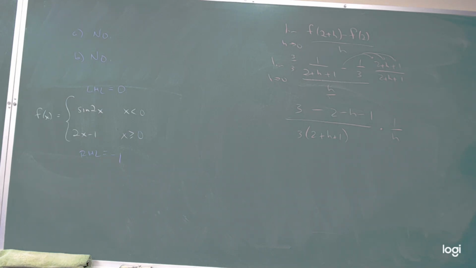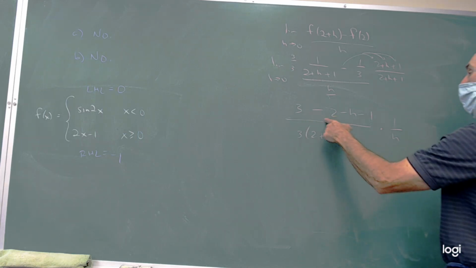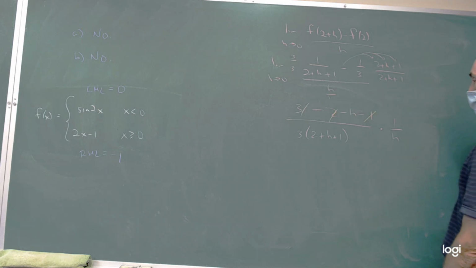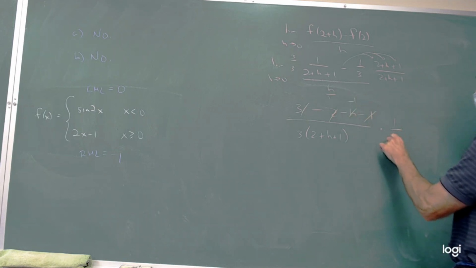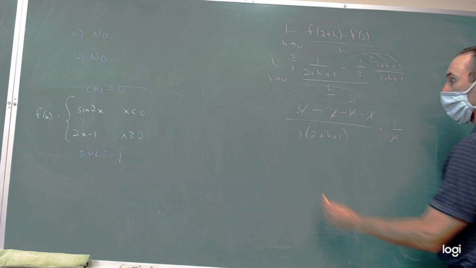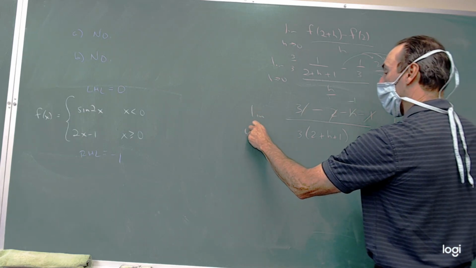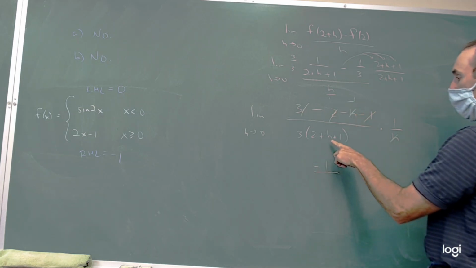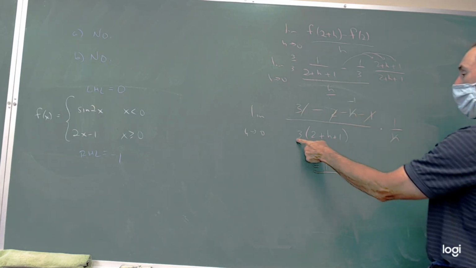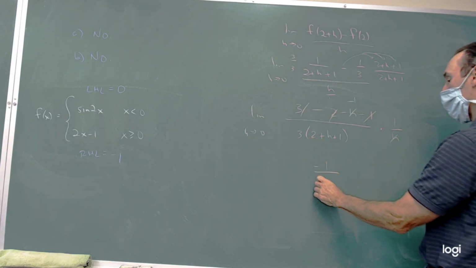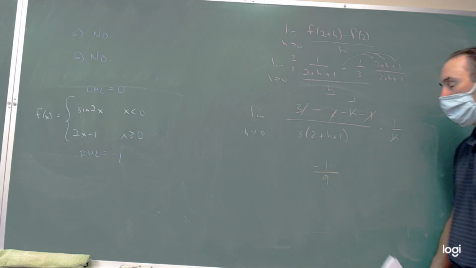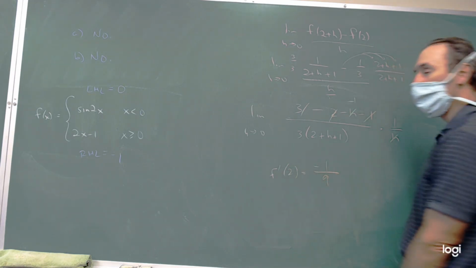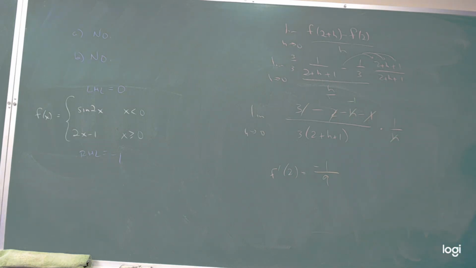Okay? So the 3 minus 2 minus 1 all kill each other off. Once they are out of the picture, now we can cancel these h's, and then we can take our limit as h goes to 0. And so we have that negative 1 on top, and h goes to 0, so that's 3 times 2 plus 1, which is 3 times 3, is 9. And that's our f prime of 2, using the definition of the derivative.